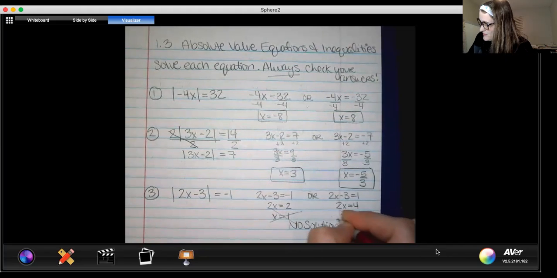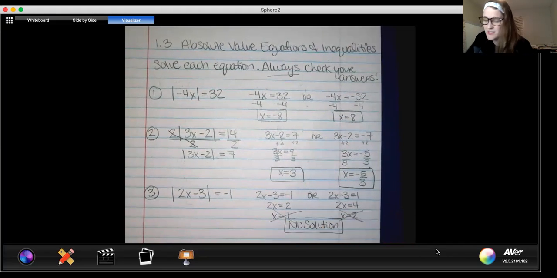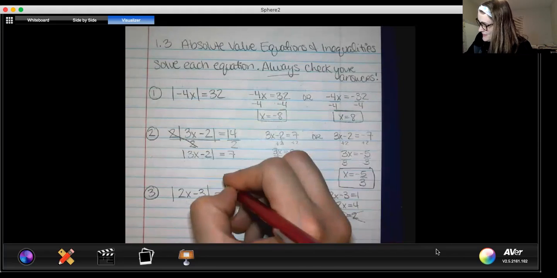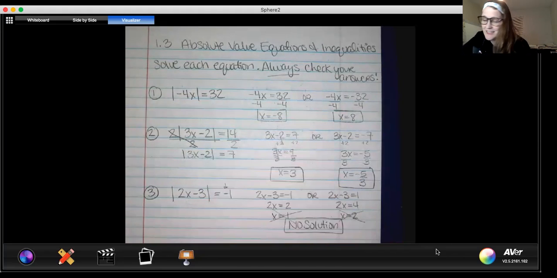A better question is, could I have known that this was no solution without having to do all that work? Yes. Okay. What could I have seen from the very beginning? Is this right here. Can absolute value ever equal -1 to begin with? Is there ever going to be a distance from 0 that's negative? No. So I could have known that right from the beginning. So next time, remember that.